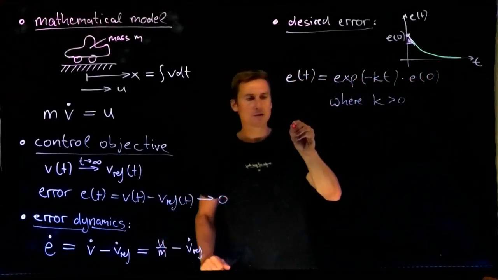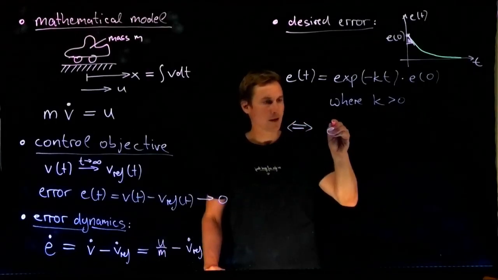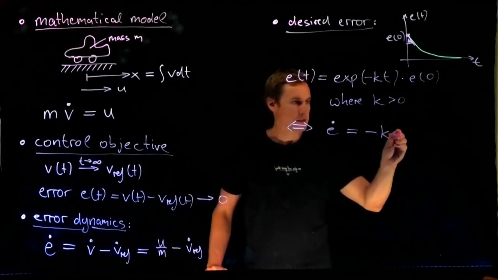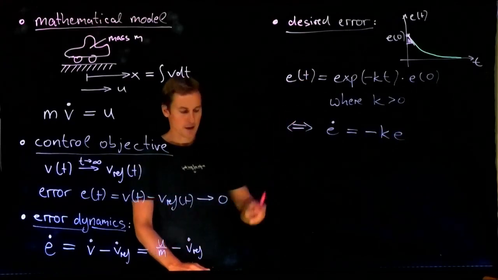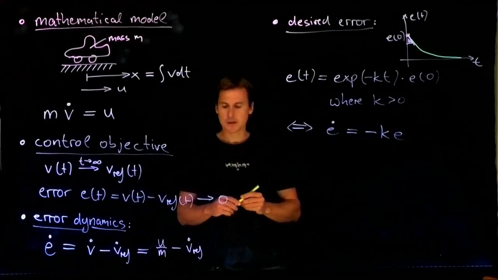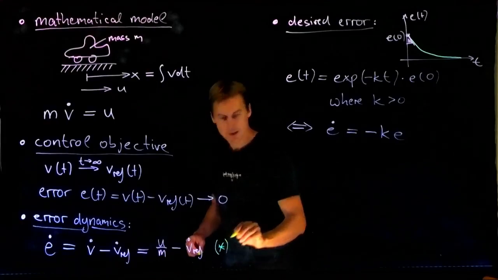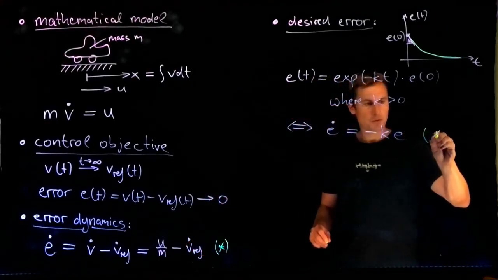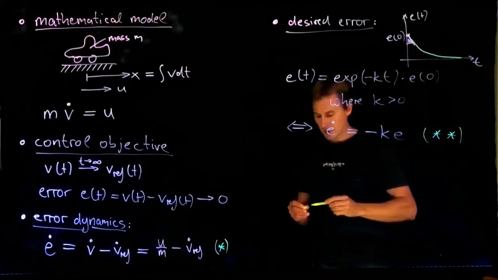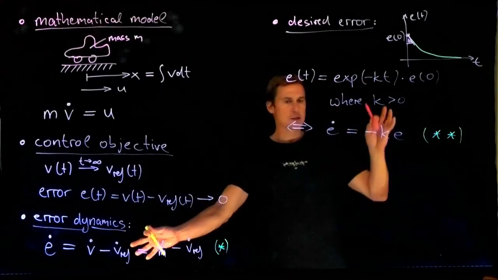It turns out to be more convenient to specify this differential equation, so you quickly realize that this exponential function follows the differential equation e dot is minus k e, and that's our desired error dynamics. Alright, so now we're actually already at the point of designing the controller. We have our real error dynamics as given by the physics. We have our desired exponentially decaying error dynamics, where the k controls how steeply this error is decaying. And now what we're left with is to choose a u so that this dynamics is equal to that dynamics.